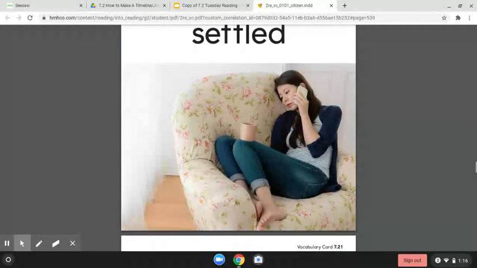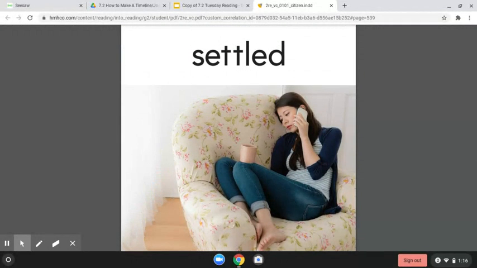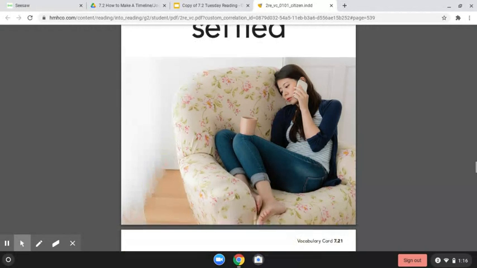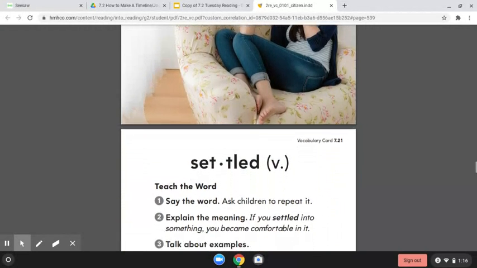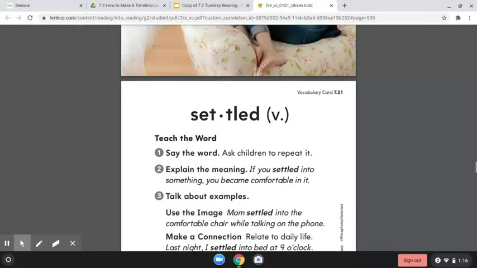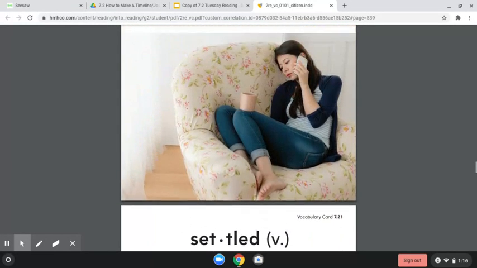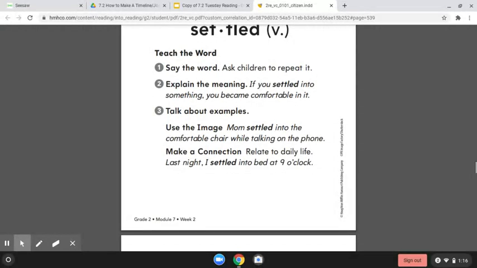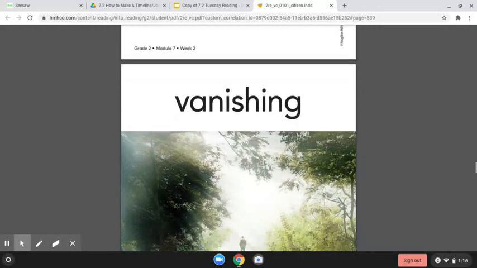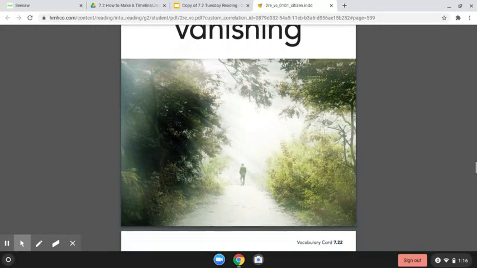And our next word is settled. If you look, this girl is settled in her chair. So, settled is a verb. Let's say it together. Settled. If you're settled into something, you become comfortable in it. So, this girl is comfortable in her chair. So, this is settled.